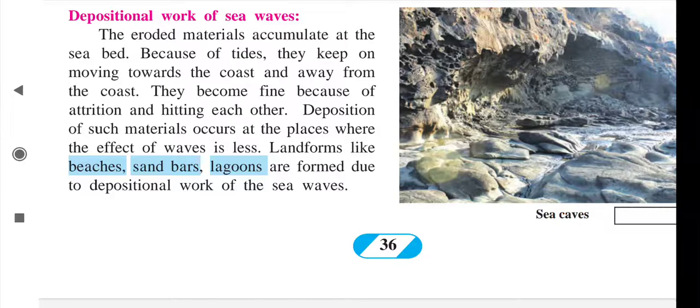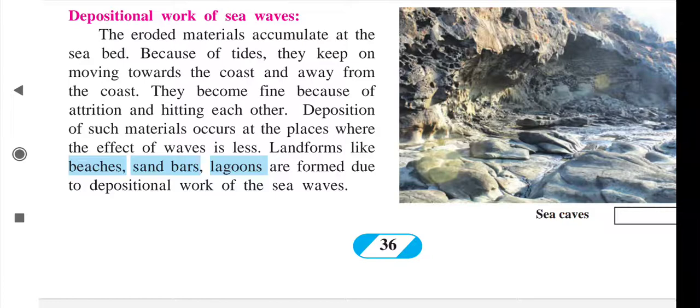Then see, they become fine because of agitation and hitting each other. Deposition of such materials occurs at the places where the effect of the wave is less. Landforms like beach, sandbars, lagoons are formed due to depositional work of the sea waves.